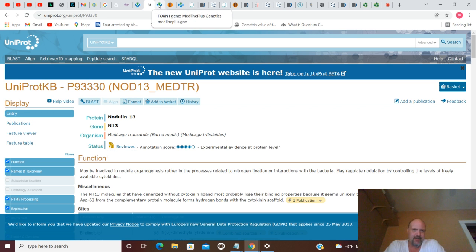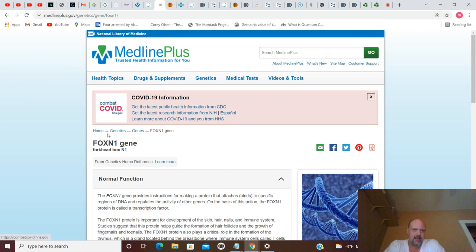Now, if you move on from that, you have N1, and you come up with FOXN1 gene. And it provides instructions for making a protein that binds to specific regions of DNA and regulates the activity of other genes. So the FOXN1 gene.